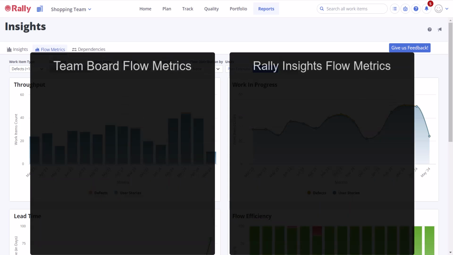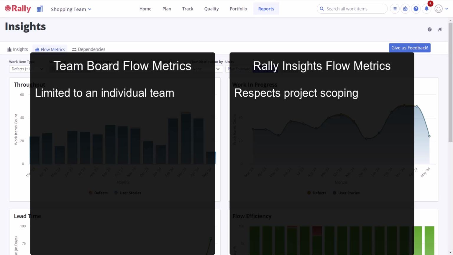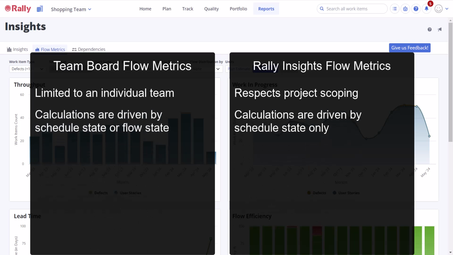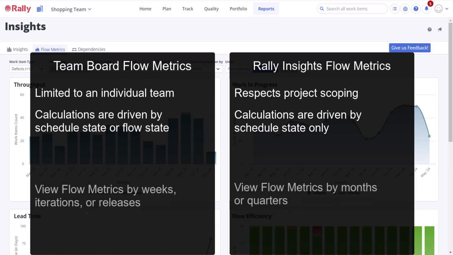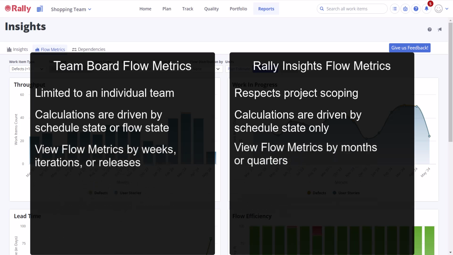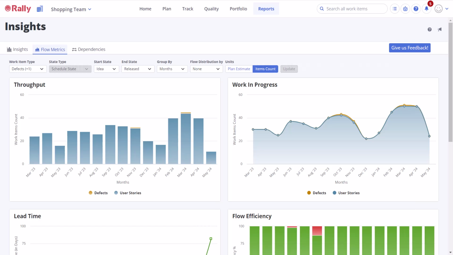While the team board flow metrics data is limited to an individual team, the Insights flow metrics respect your project scoping, including parent and/or child projects. This lets you view data for multiple teams or for an entire organization. Because Insights flow metrics respect your project scoping, the calculations are all driven by schedule state. And finally, the Insights flow metrics can only be viewed by months or quarters, whereas the team board flow metrics can also be viewed by weeks, iterations, or releases.